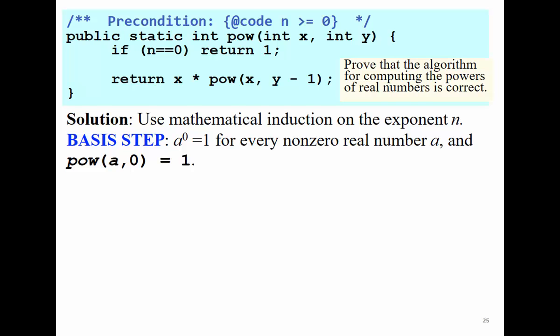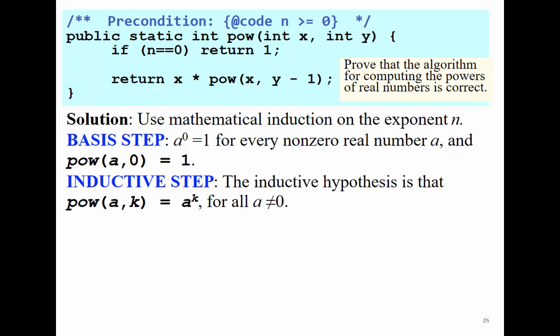Now, let us assume this algorithm is correct up to n. So the inductive step: we assume that for k, a to the power k is correct. So if we send k and a, this algorithm will return a to the power k. So this is the inductive step. Now the next step is to prove for k plus 1. We assume it's correct. You should be sure that the base step is correct.